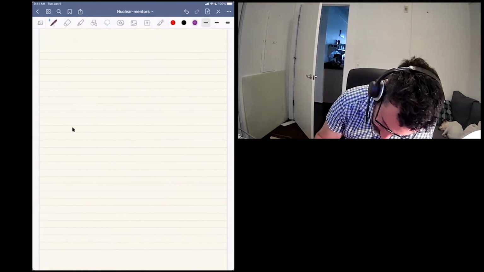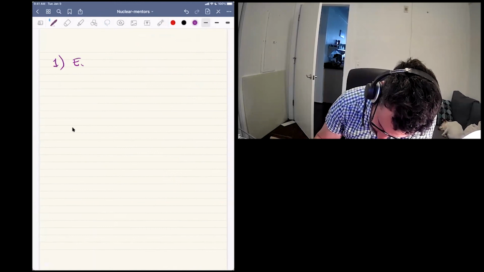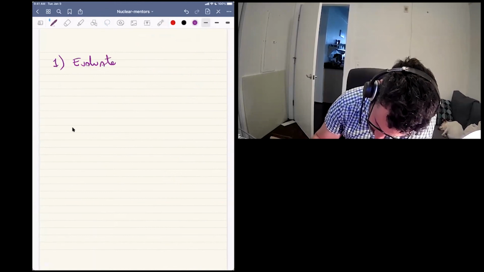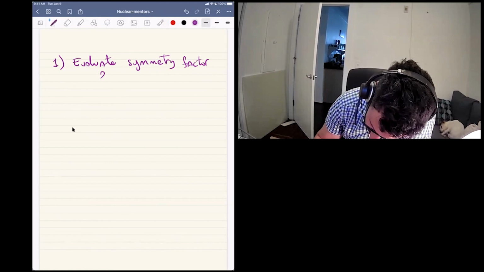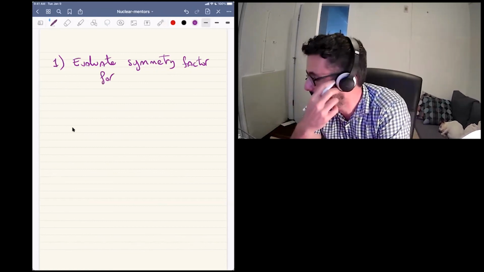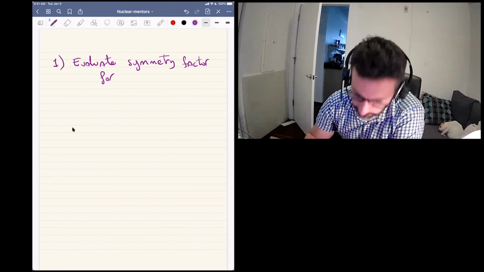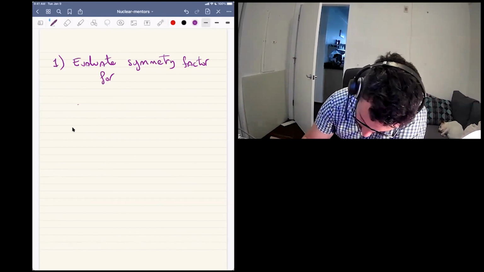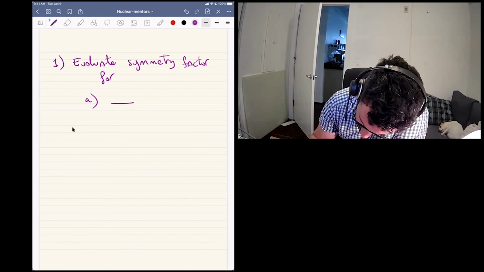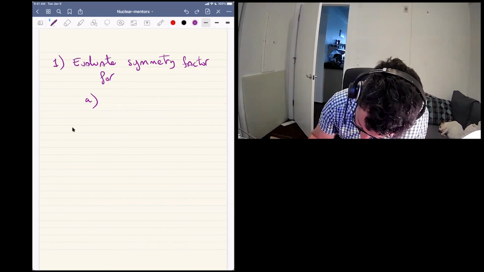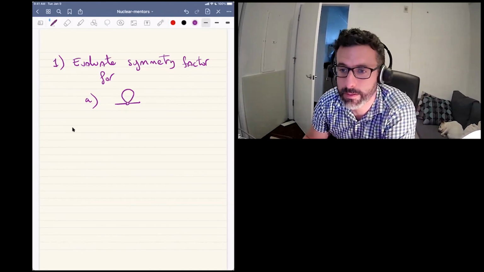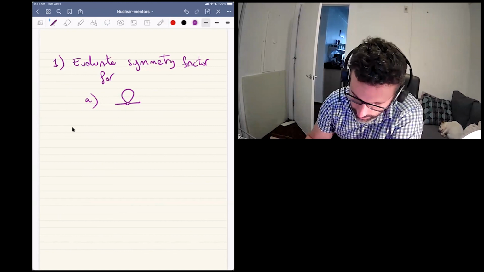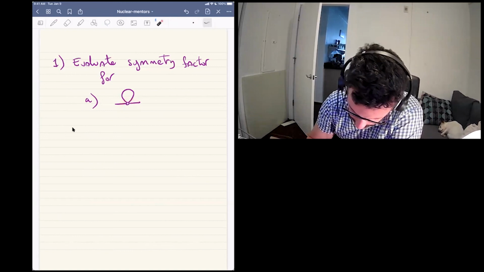Okay, let me leave you with some final tasks. 1. Evaluate the symmetry factor, just the symmetry factor, not the whole Feynman diagram, for A. Here, let me do it a little more simply. This is allowed, right? There's nothing telling me that this is not allowed in my theory. I have a vertex with 4 legs attached to it.